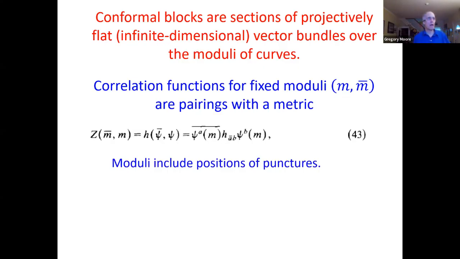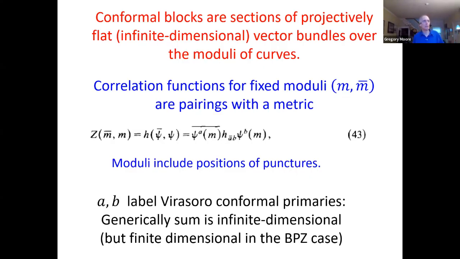Now, remember that moduli includes positions of punctures. So this includes things like the 4-point function on the plane and all of that. The A and the B are summed over. They label Virasoro conformal primaries. And so generically, the sum is infinite dimensional, for example, if c is greater than or equal to 1. Of course, they were well aware that it would be finite dimensional in the BPZ case.